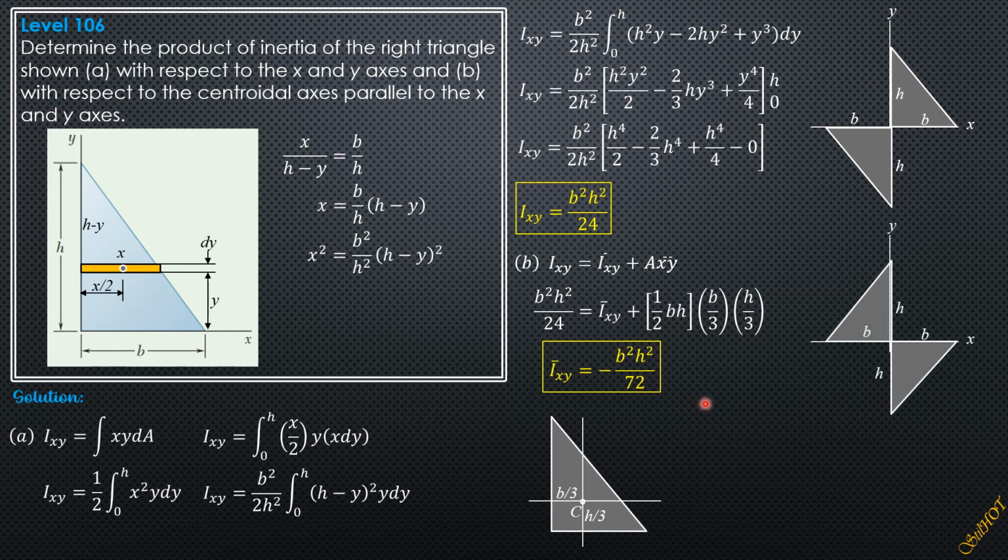Now when the triangle is oriented in this manner, Ixy would be negative b squared h squared over 24 and I barred xy would be positive b squared h squared over 72. The product of inertia with respect to the centroid will be positive. And the explanation: if this is the centroid, most of the areas lie in the first and in the third quadrant with respect to the centroid if the triangle is oriented in this manner, opposite to that.